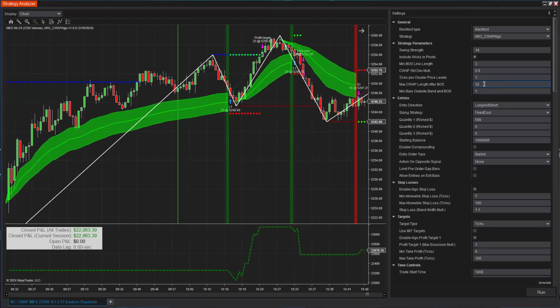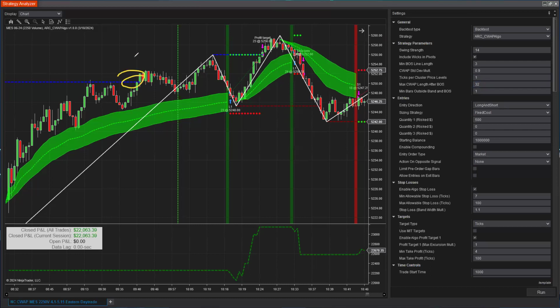Max CWAP length after BOSS. So the BOSS is break of structure. Okay, so this is the BOSS. This is saying how many candles max do you want the market to continue to move away from the CWAP before you take the trade, or before it's too late to take a trade? So this is set to 32, which means that it has to pull back into this channel within 32 bars, or we're not going to take the trade if it comes back into that CWAP.